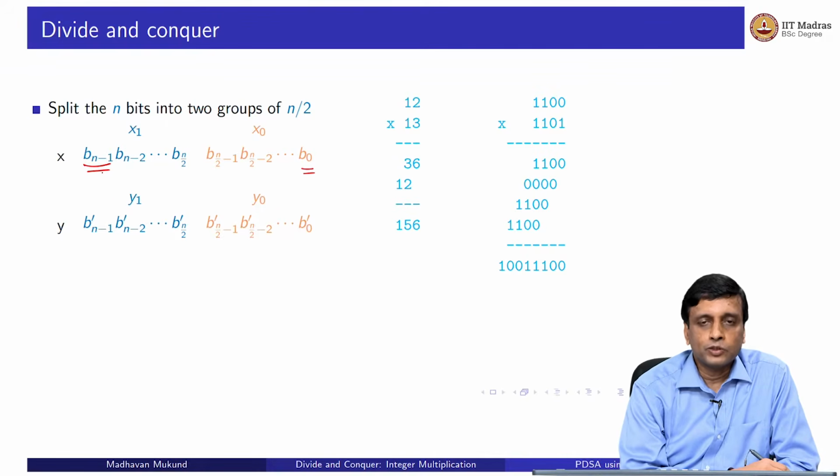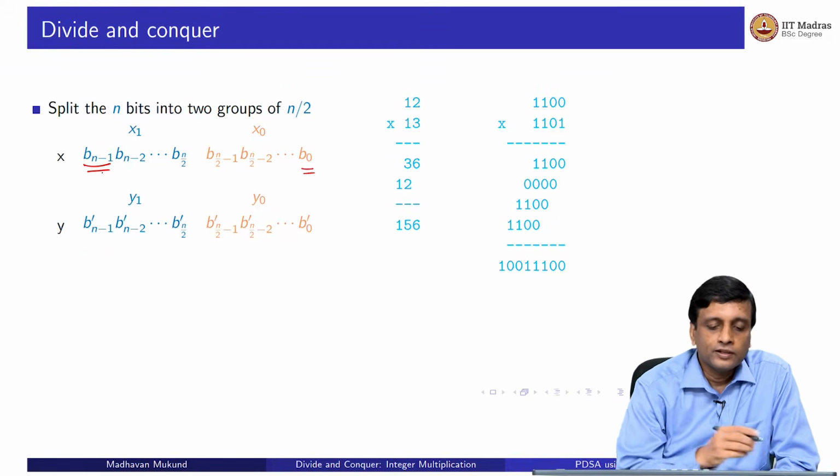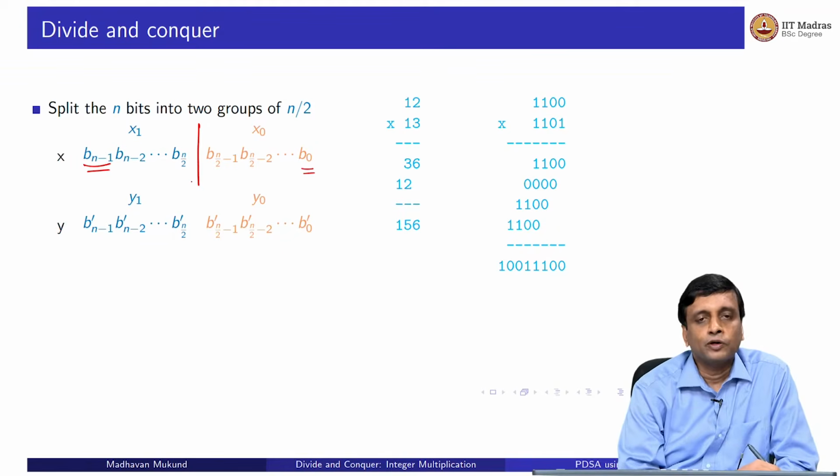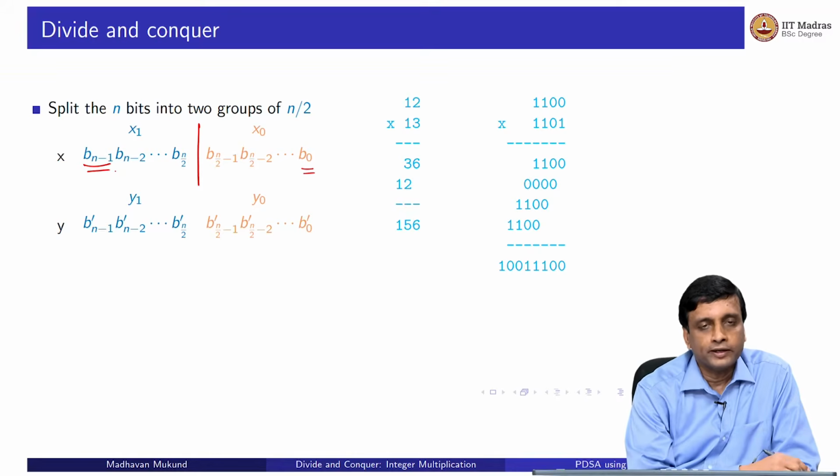is bn minus 1, right? So 0 to n minus 1 are the n bits. So we are going to split it halfway, right? So we go from 0 to n by 2 minus 1, and then from n by 2 to n minus 1.